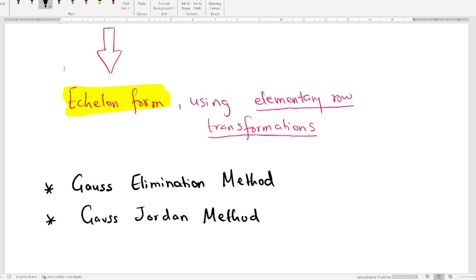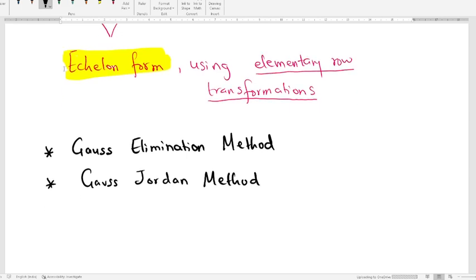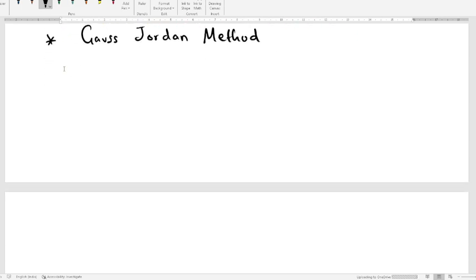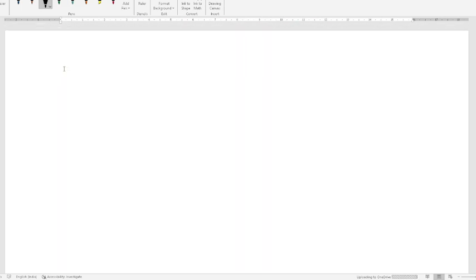So of course, whenever we are talking about the Gauss elimination method or the Gauss-Jordan method, we are attempting to find the solution to this particular linear system. We'll start with the Gauss elimination method, and today we will take an example, try to solve it, and see how this method works.